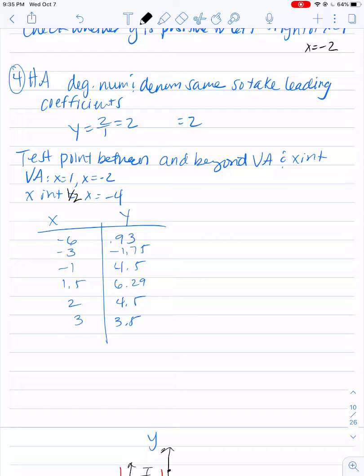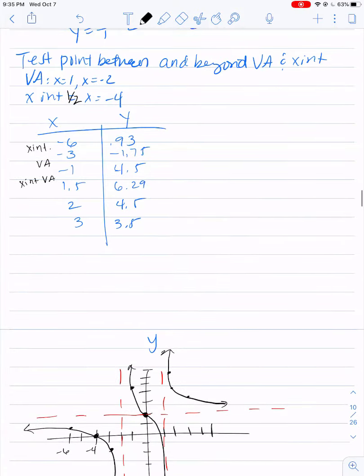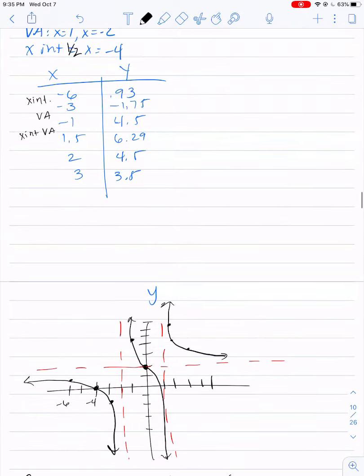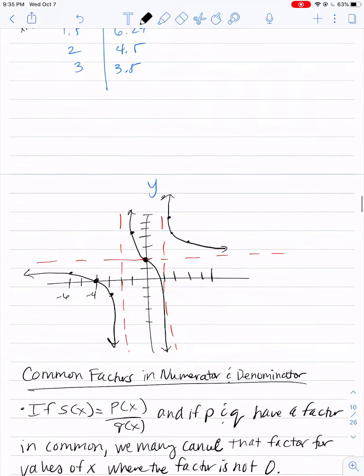So my vertical asymptote would be like here, and then here, and then my x-intercepts are going to be here as well, and then here. So I'm testing points between and beyond. So those are the points I get. So I go ahead and I plot my horizontal asymptote, my vertical asymptotes, and then the points that I found. And then I do my graph.